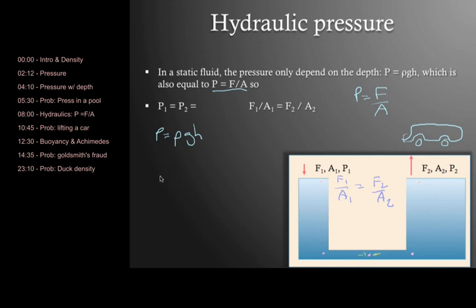Then if we have F1 over A1 equal to F2 over A2, we can solve for F1, and we'll get A1 over A2. So here's a way that we can multiply the force that we apply. If we apply a small force here, then it's going to be the ratio of the two areas, and that is the force that we can exert here in order to lift this car. So let's work out a problem and see how this principle works.